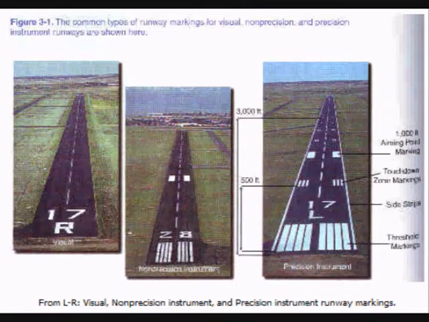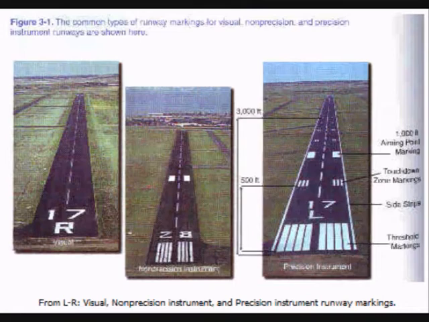The first runway, which is on the left, is a visual runway. It contains a center line, edge lines. It also includes the heading of the runway number, 17. 17 signifies 170 magnetic heading. That's also the right runway, so there are two runways. That's the right one. There'd be a left one on the other side.